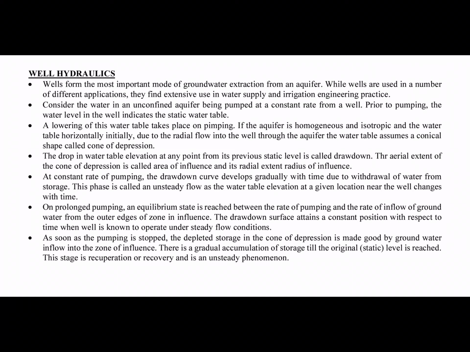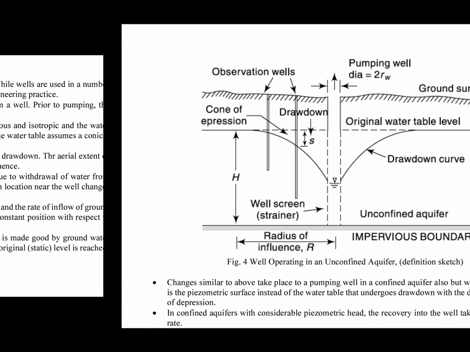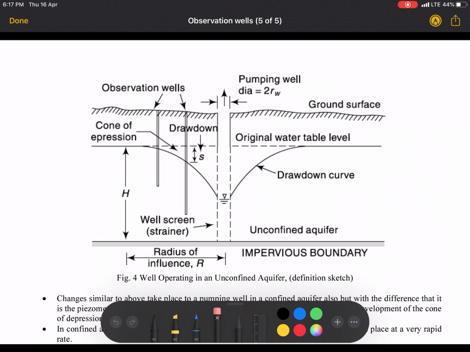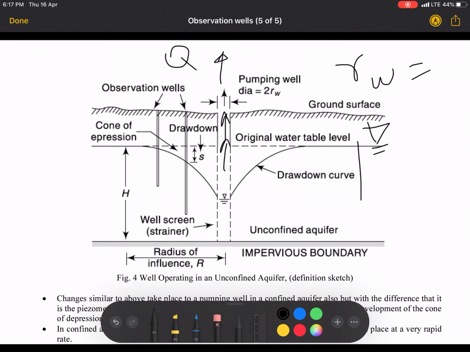What will happen if we extract water? Let me show you the diagram, so we can understand what is actually happening. We have started drawing water. Initially the water table is here. The water is drawn through this well. We have dug this well of diameter 2 rw, where rw is the radius of the well. So the initial head is this.